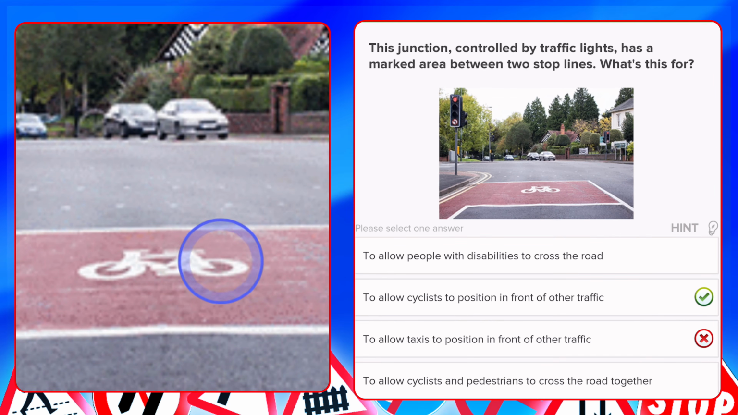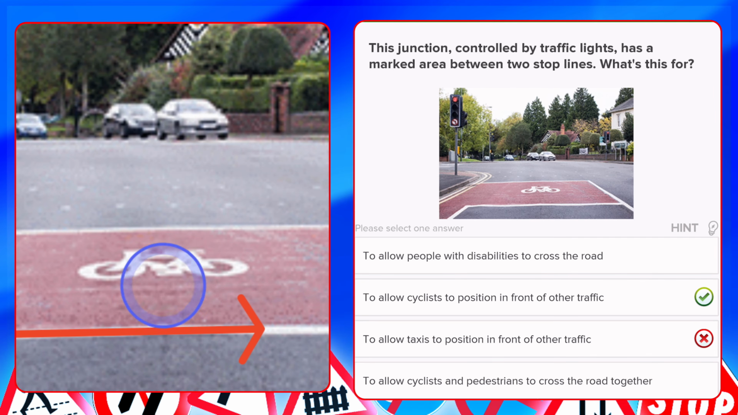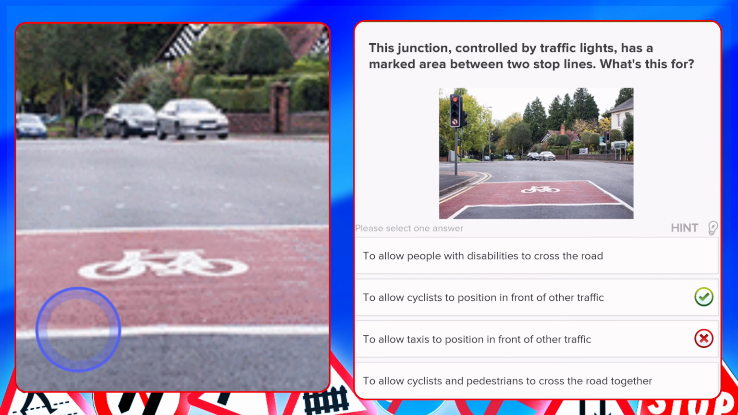And with this image, this is an advanced stop line, just in case you didn't know. As the cyclist will stop here, and as a driver, you should be stopping here. So the cyclist stops in the middle bit, and it's an advanced stop line. So the question that goes with that: if a junction controlled by traffic lights has a marked area between two stop lines, what's this for?